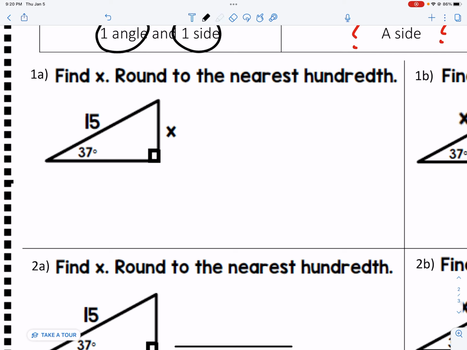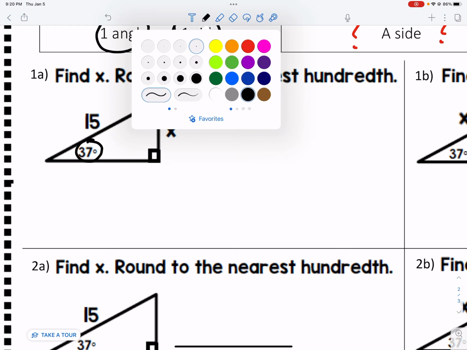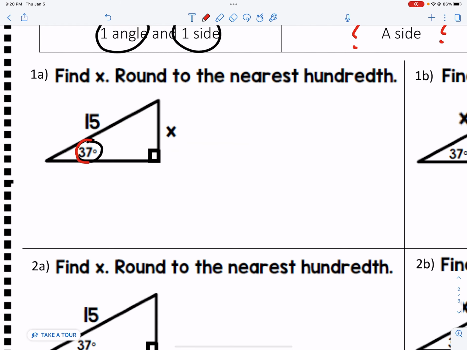Okay, on the first one, let's look at this. I see that we have our angle right here at 37, and then we also have, so let's put this in red, side 15. So I am going to label 15 as my hypotenuse. And from 37, I'm going to label my other two sides. Go ahead and try to label it without me. Good job. So this is opposite, and this is adjacent.